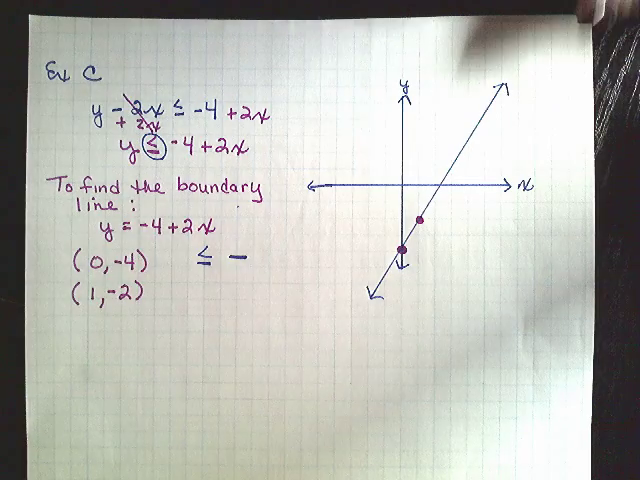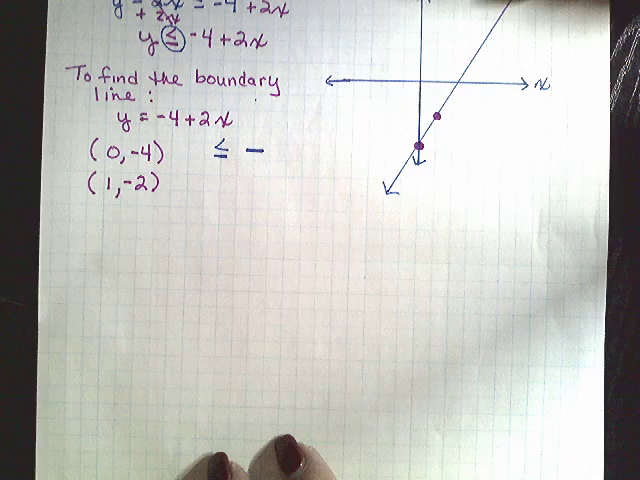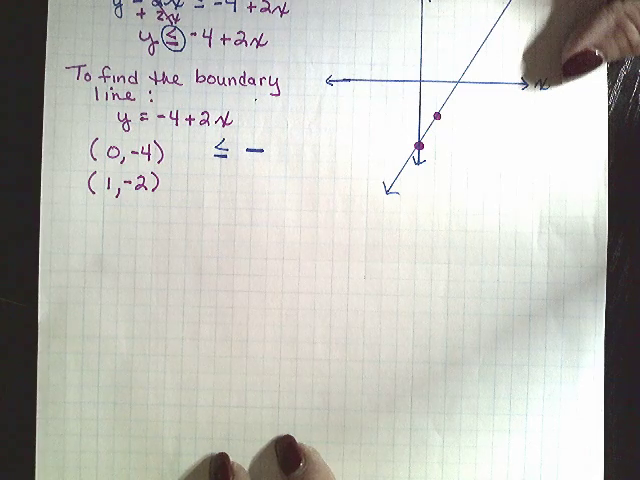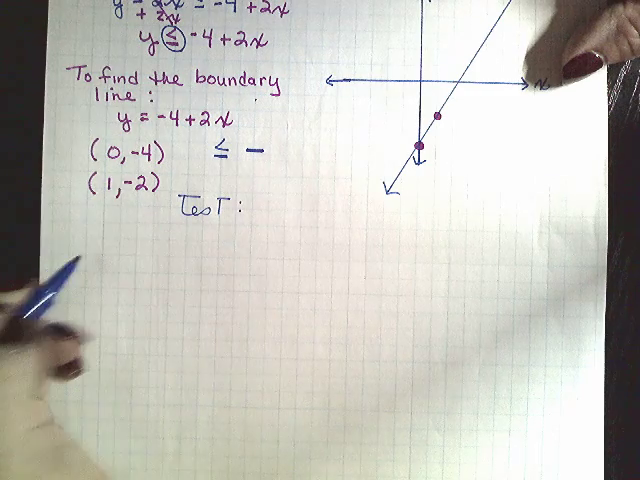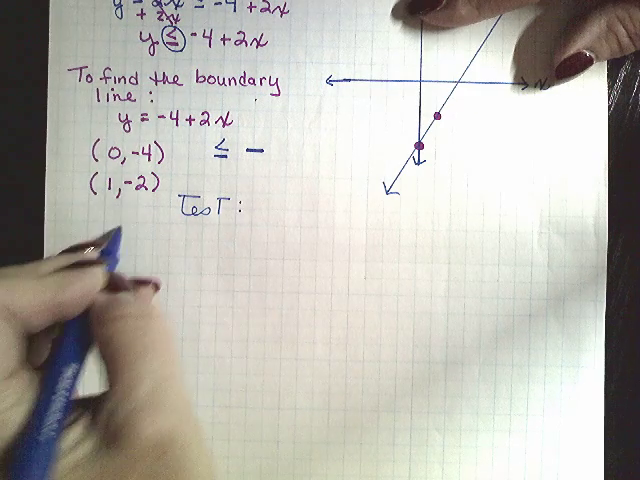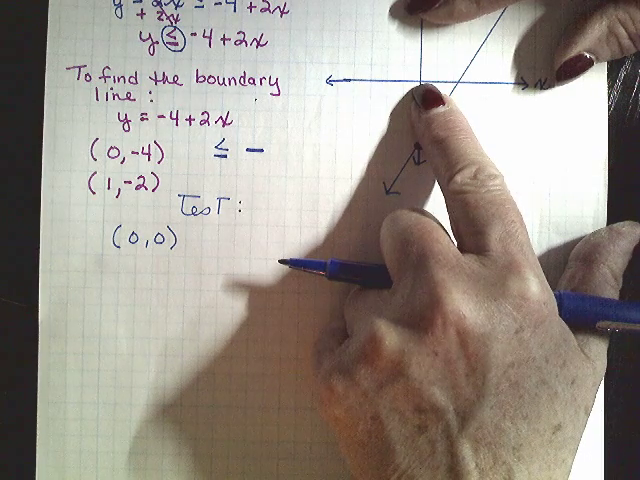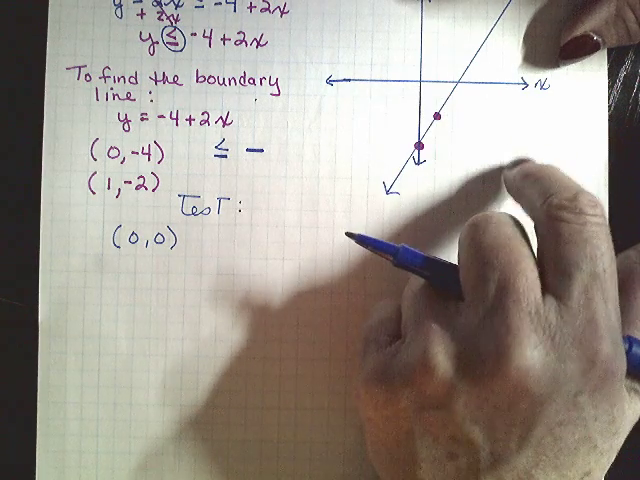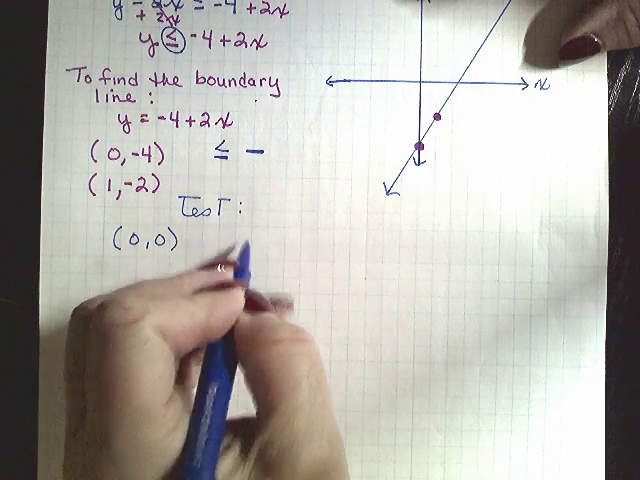So now we have to decide which side of the boundary we are going to shade. So I am going to test 2 points. For the above, I'm going to do 0, 0 because that's available. If it's available, use it. And below, I think I'm going to do 1, 2, 3. Let's do 4, 0.